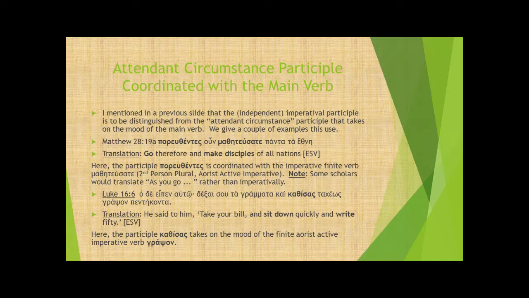Matthew 28:19a. Translation: Go therefore and make disciples of all nations. Here, the participle poreuthentes is coordinated with the imperative finite verb mathēteusate, which is second person plural aorist active imperative. Note, some scholars would translate as "you go" rather than imperatively.